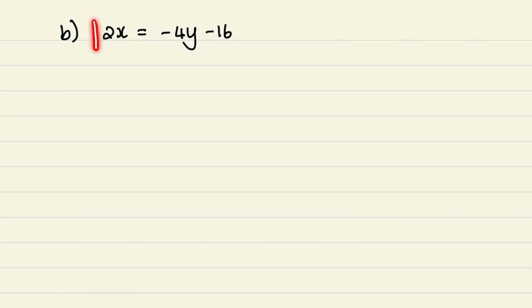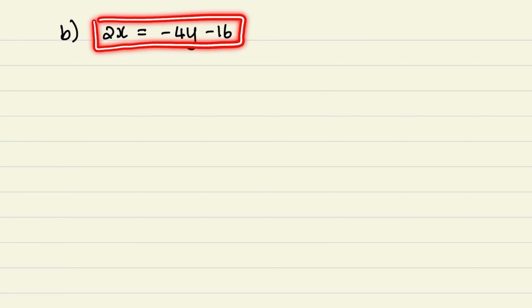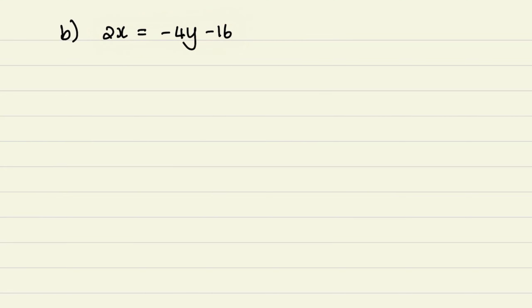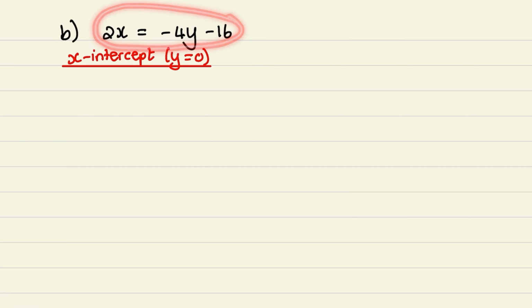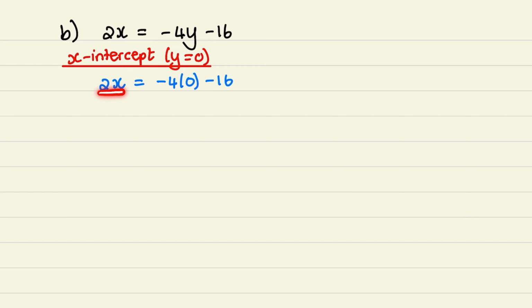In our second example, we have 2x is equal to minus 4y minus 16. You don't have to rewrite the equation in standard form, meaning in the form of y is equal to mx plus c, before you start drawing it or finding the x and y intercepts. What we simply are going to do for the x-intercept, we'll replace y with a 0. So we will have 2x is equal to minus 4 times 0 minus 16.